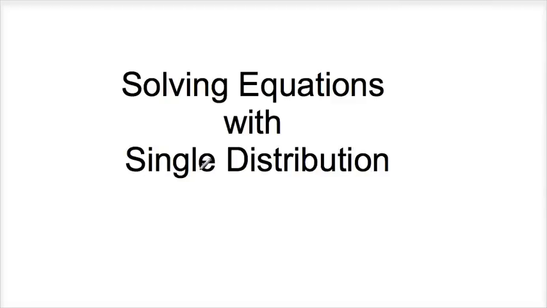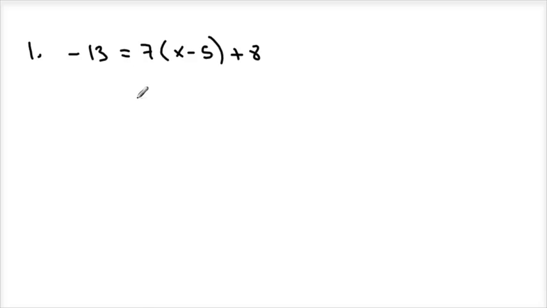Solving equations with a single distribution. Let's take a look at some examples. First example: negative 13 equals 7 times the quantity of x minus 5, plus 8.